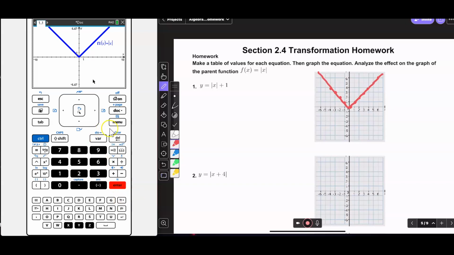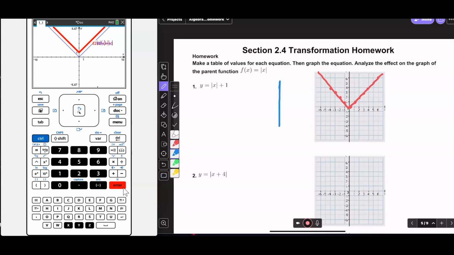Let's go ahead and type in the new function. In this case, it's going to be menu, graph, function. So we're going to type in the absolute value of x plus 1. So we notice that the function went up 1 unit. And I'm going to use a different color.